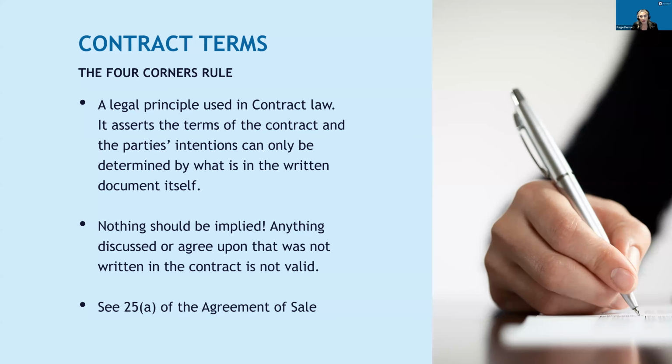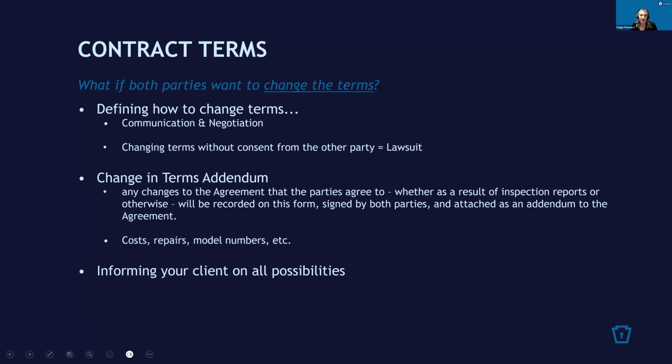Now, what if both parties want to change the terms? First, speak with the other party to have full communication. See if they are willing to negotiate and make an addendum to the transaction. If you don't have their consent, then you cannot change the contract and you're bound to the terms as stated in the original contract.